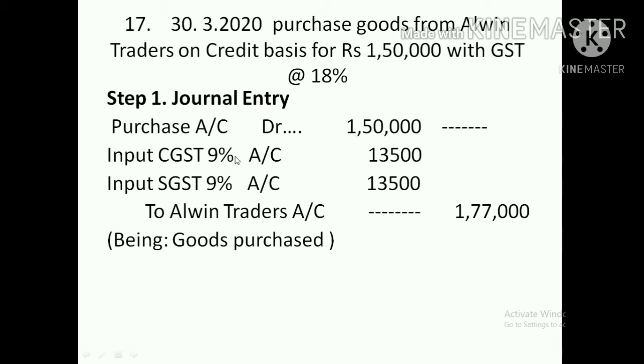The 9% CGST and 9% SGST are calculated on the total value of goods the company purchased, that is 1,50,000. 9% of 1,50,000 as CGST and 9% of 1,50,000 as SGST; total you get 13,500 each. Then adding this to 1,50,000, you get the total worth of goods including GST, that is 1,77,000 from Alvin Traders, because it's a credit purchase. So he is a supplier.